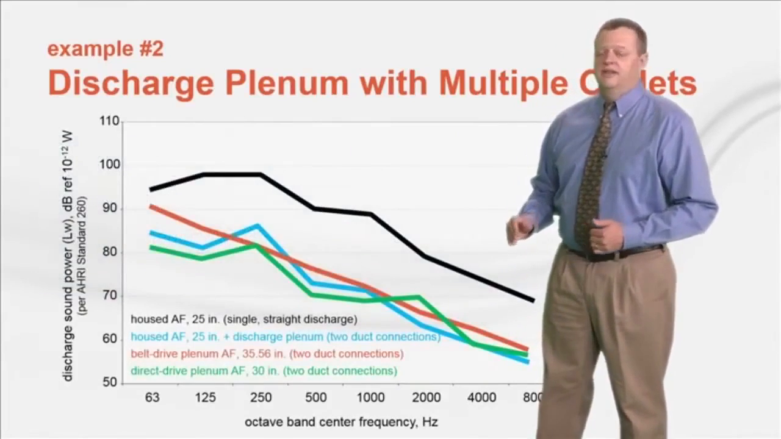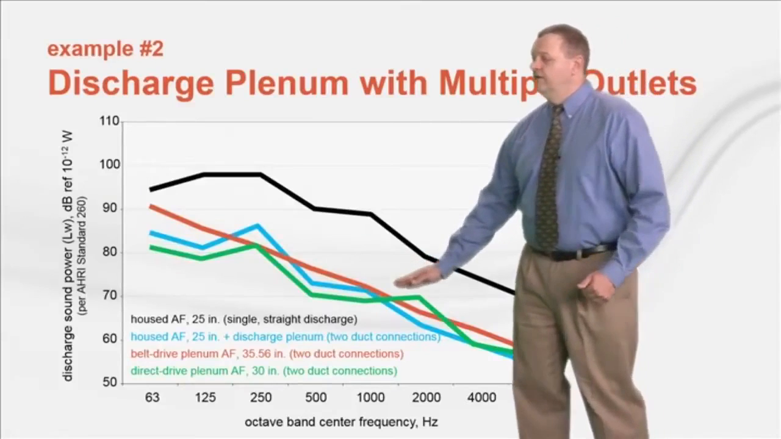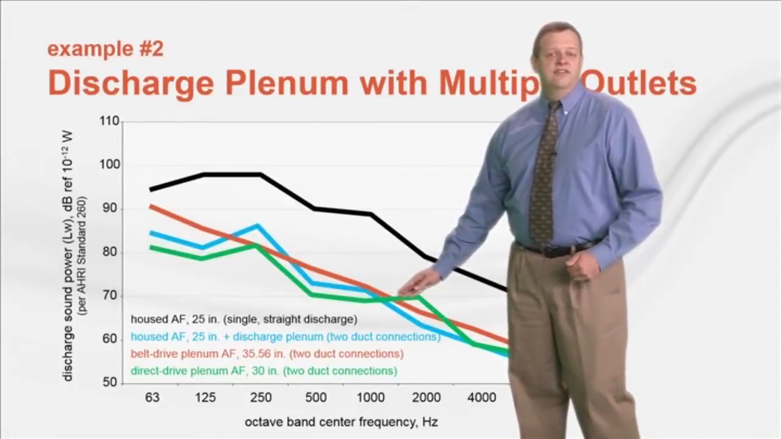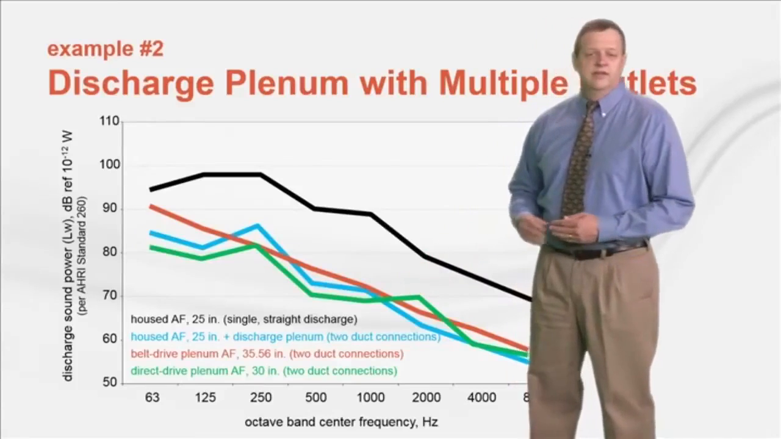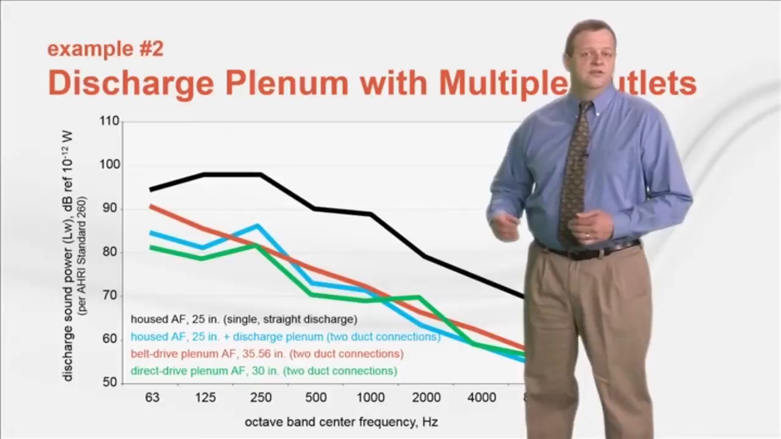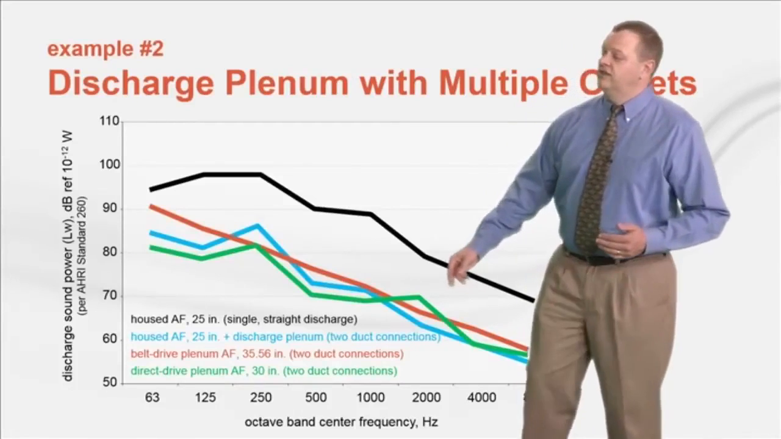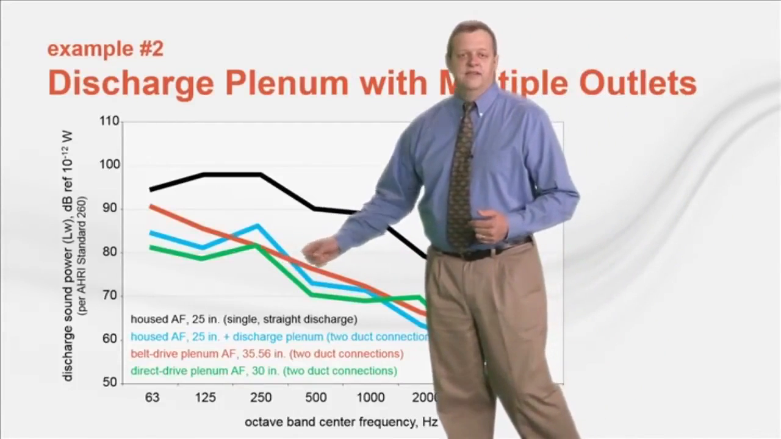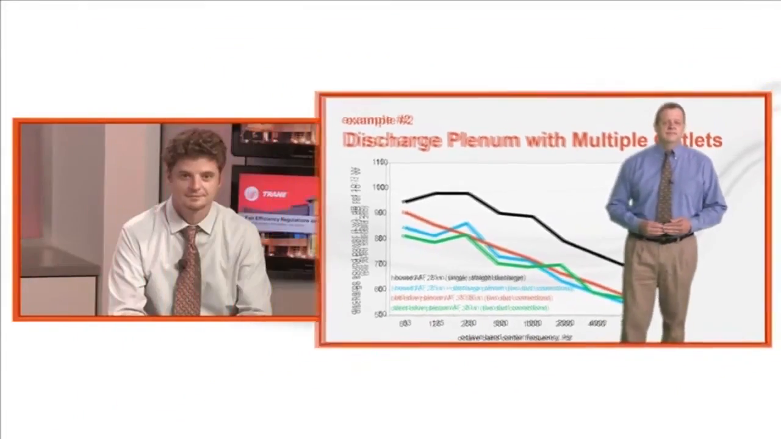But adding the discharge plenum does allow the housed airfoil to now achieve discharge sound levels that are fairly close to the plenum fans. In this example, the direct drive plenum fan is still the quietest, especially in these low frequency octave bands that are difficult to attenuate.